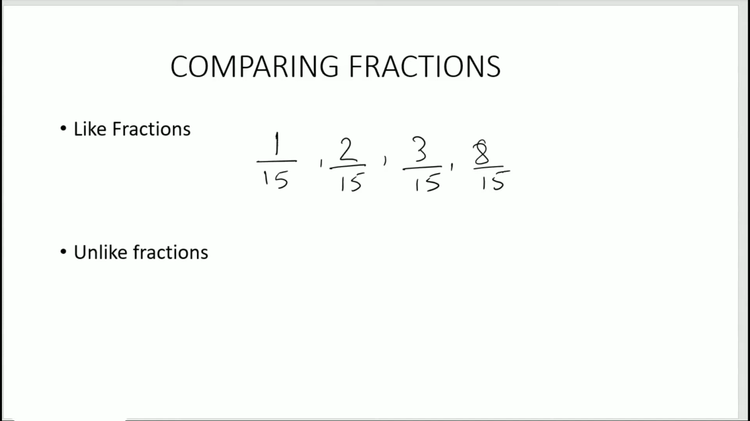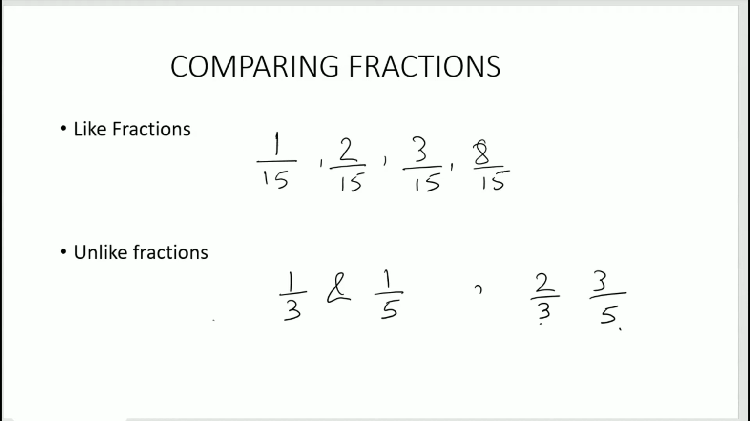So what are unlike fractions? Unlike fractions are the fractions with different denominators. For example, 1 over 3 and 1 over 5. These two have different denominators, 3 and 5. So these are unlike fractions. We can say 2 over 3 and 3 over 5. So the denominator is 3 and 5. Therefore, these two are unlike fractions.